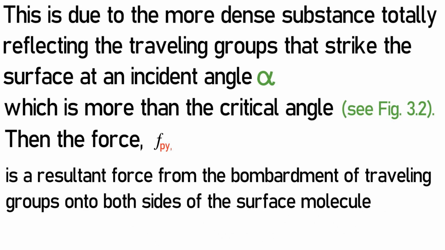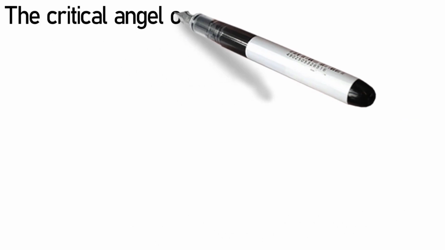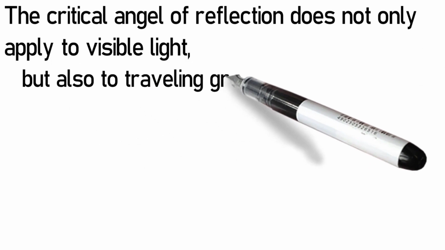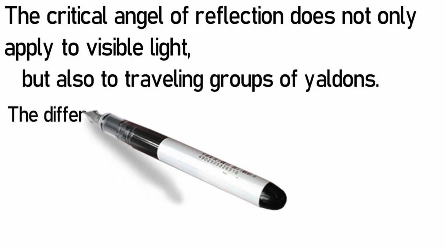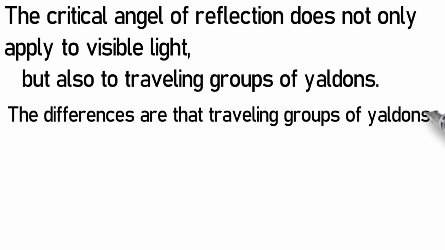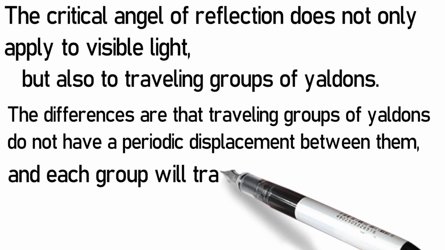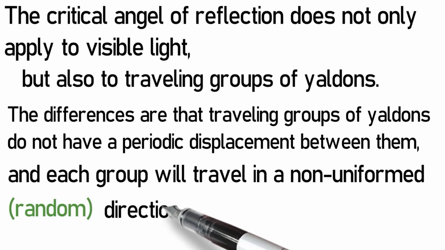Then the force F sub py is a resultant force from the bombardment of traveling groups onto both sides of the surface molecule A. The critical angle of reflection does not only apply to visible light, but also to traveling groups of Yaldons. The differences are the traveling groups of Yaldons do not have a periodic displacement between them, and each group will travel in a non-uniform random direction.